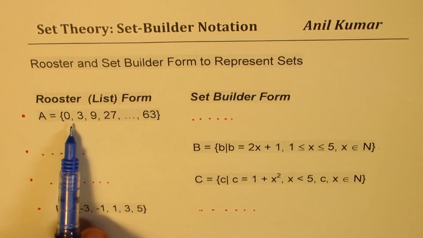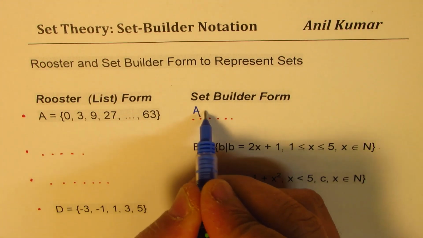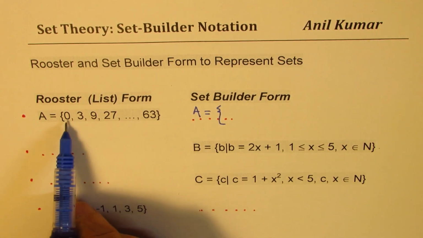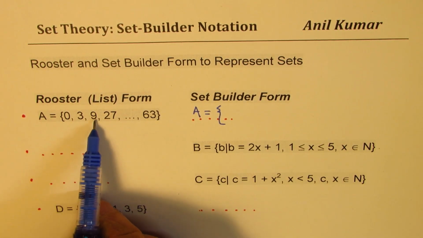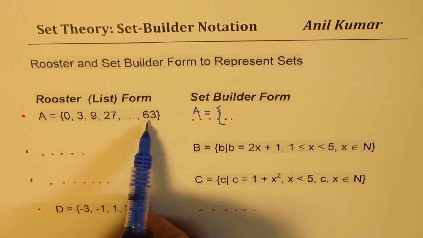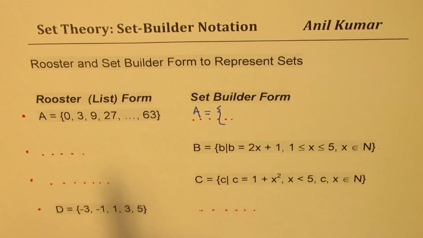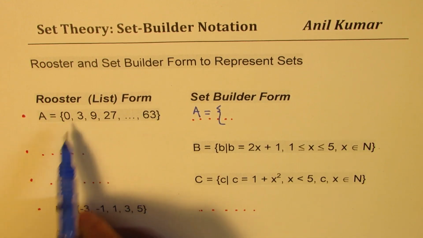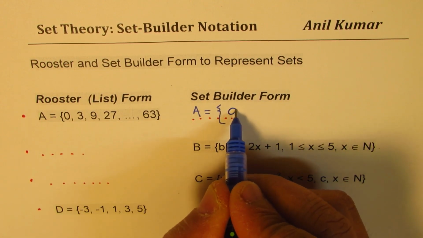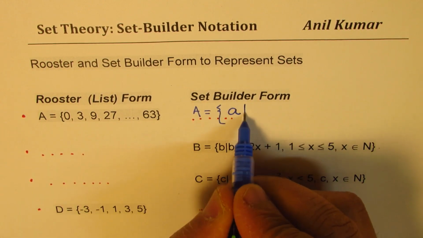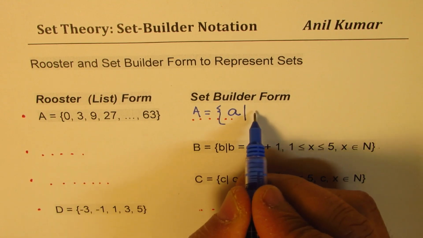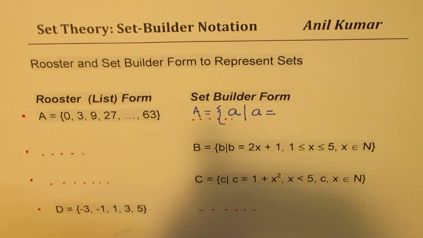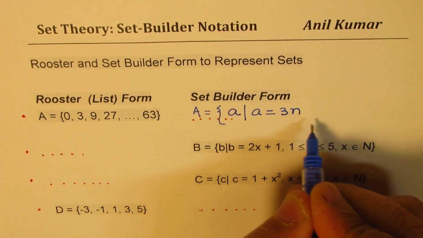Now here, what we notice is that the set A is equal to the elements which are products of 3. So 3 times 0, 3 times 1, 3 times 2, 3 times 3, and that is up to 3 times 21. That is how we get all the elements mentioned in set A. So we could define this as set A, where A equals the product of 3 with n, so we can say 3n.